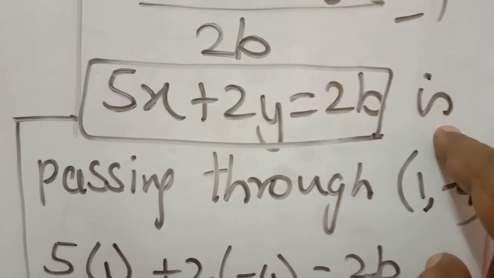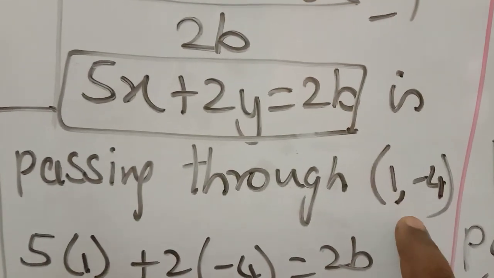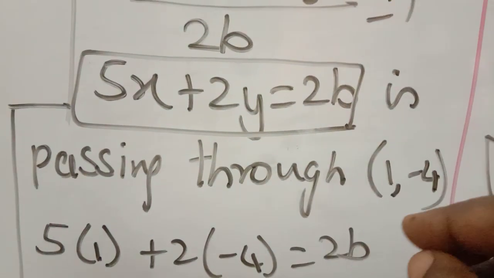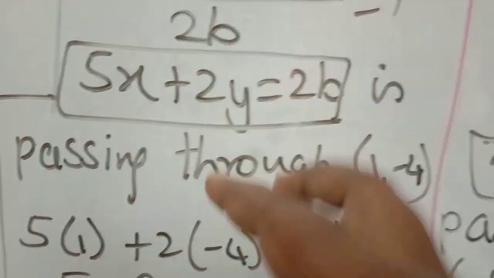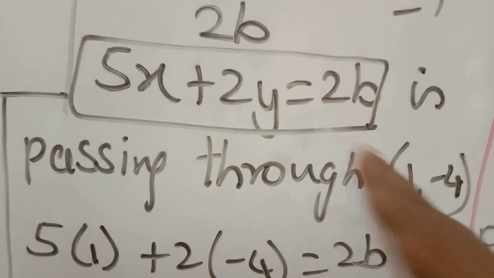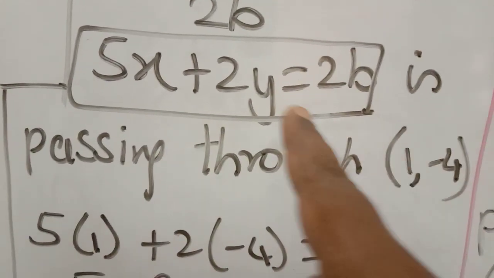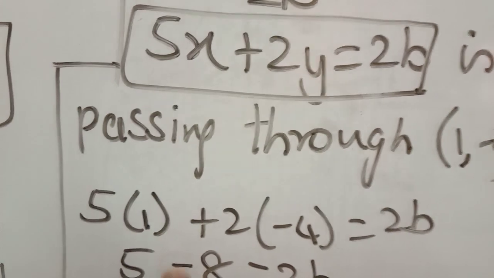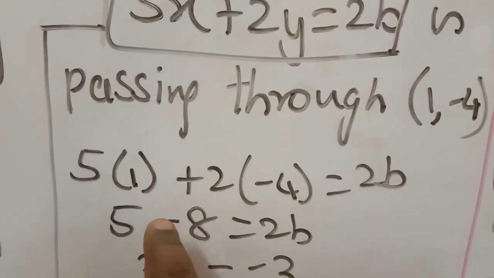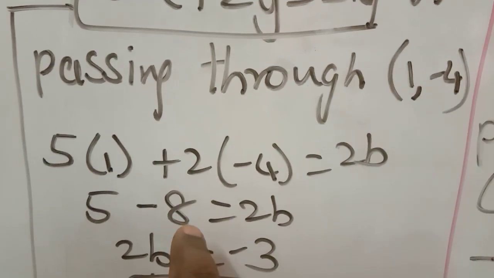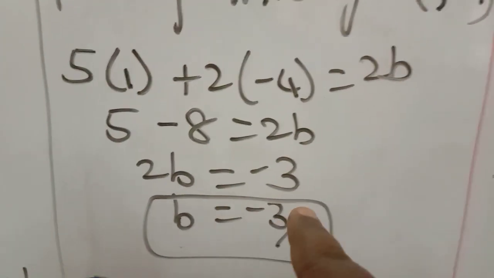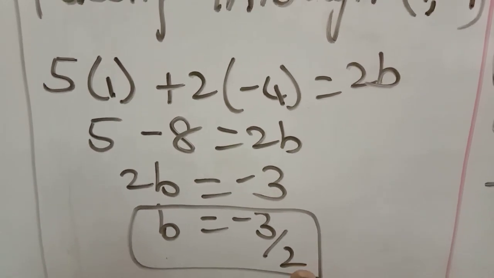Okay, so this line is passing through (1, -4). It is given in the question. If a line is passing through a point, and we substitute the point in the equation, it should be satisfied. That is the condition. So instead of x you substitute 1, and instead of y you substitute -4. So 5 into 1 plus 2 into -4 is equal to 2b. So 5, 2 fours are 8, plus into minus, minus 8. So 2b equal to -3, b is equal to -3/2.